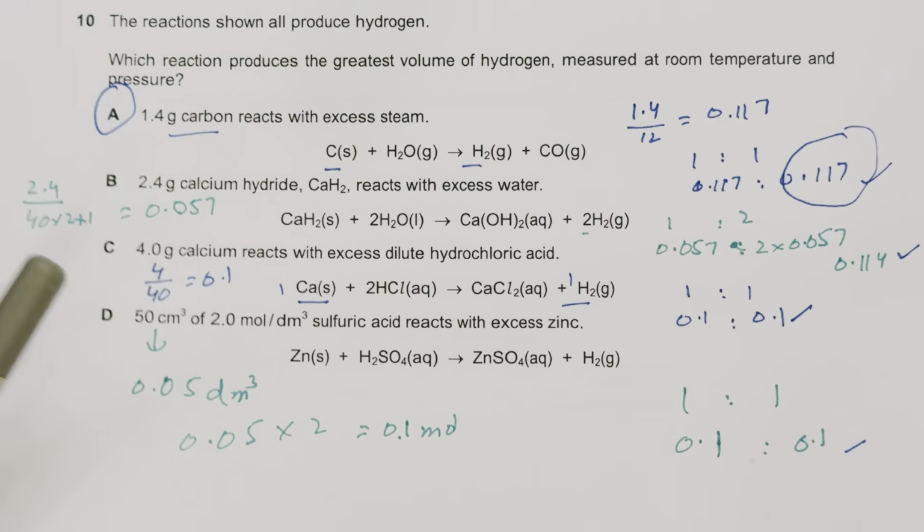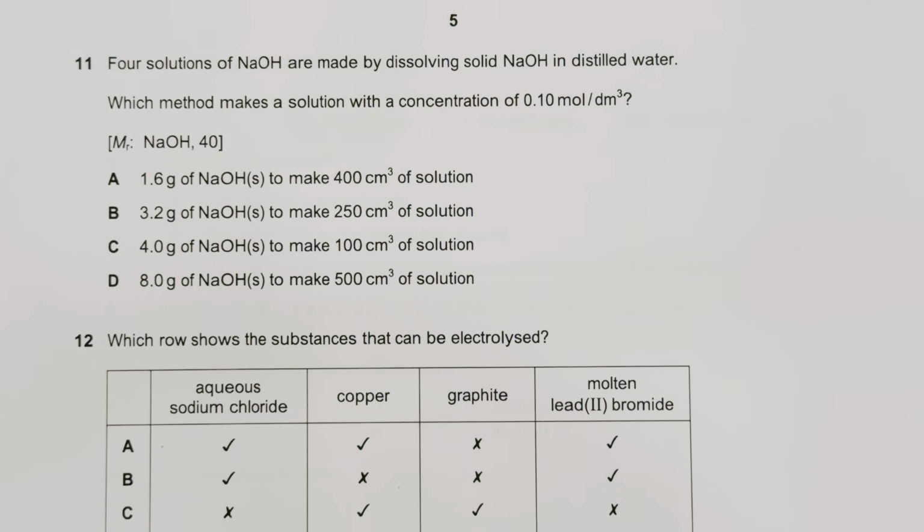Okay, moving to question number 11, 4 solutions of NaOH are made by dissolving in distilled water. Which method makes a solution of concentration of 0.10 mole per dm cube? Again, this is the question related to mole concentration.